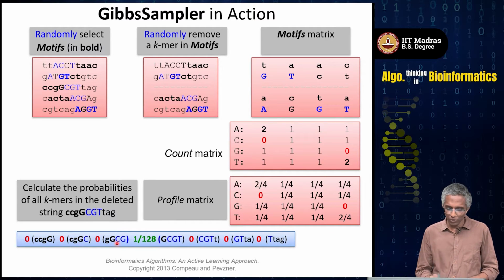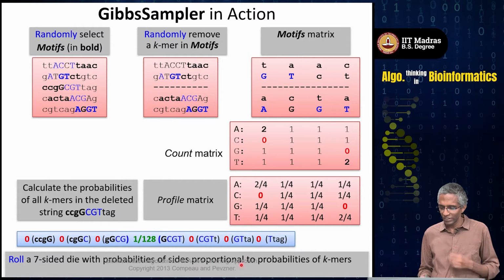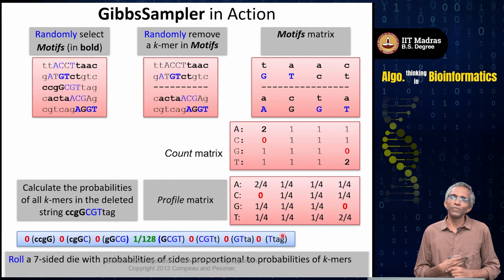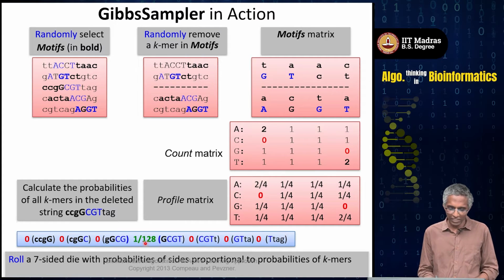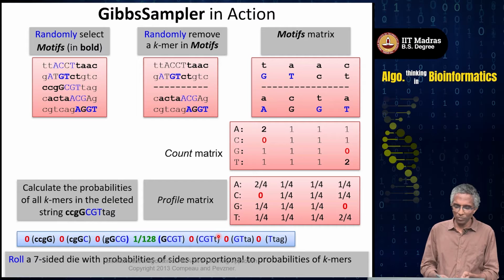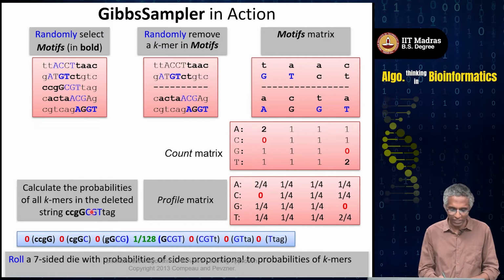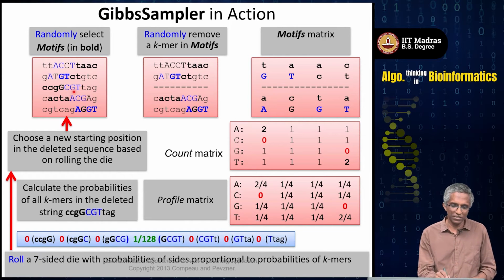And then once you have all these probabilities, it will sample one of the k-mers according to these probabilities. Specifically, you roll a 7-sided die with probabilities of the sides proportional to the probabilities of these 7 k-mers. Once you select that, that will be your updated k-mer in this third string. In this particular case, there is only GCGT with a non-zero probability, so that will definitely be selected. But if there are multiple non-zero entries, then you randomly choose one among them with weights proportional to the probabilities of those different non-zero entries. So, you have GCGT, which is being added, and that will be updated here as this GCGT.